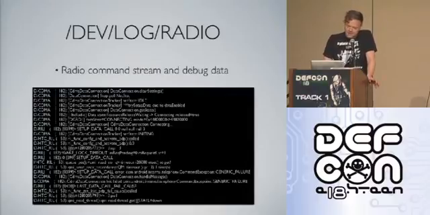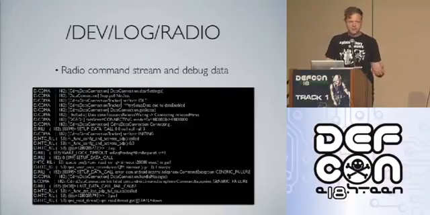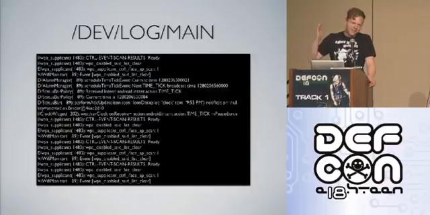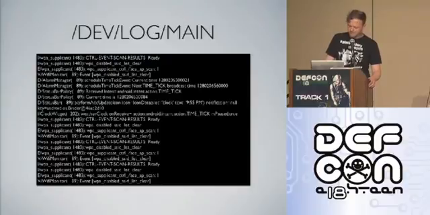Devlog radio is actually a lot. You typically see a lot of radio command stream data flying around in here, and also some interesting events about registering and unregistering from networks and that kind of stuff. And then devlog main is actually where your typical log.d, log.e, whatever output from an application is going to go.